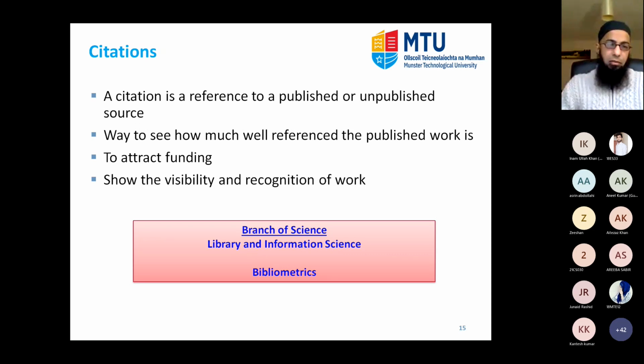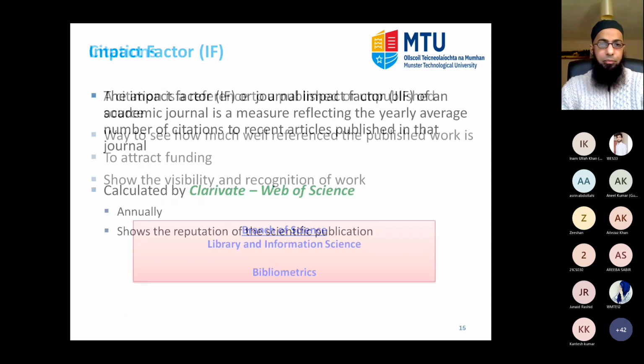So there are issues as well, but this is the work of the scientists and researchers who are working in library and information sciences to come up with some solutions, and they are working on that. And this citation is basically an internationally accepted metric for the evaluation of a researcher or a journal.